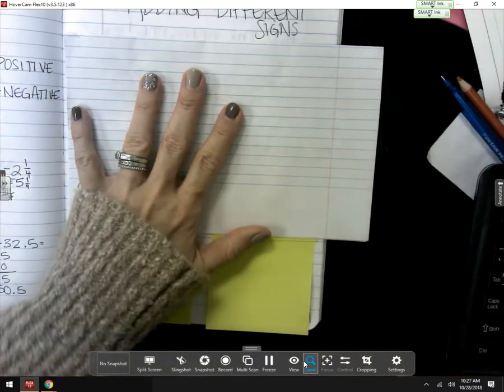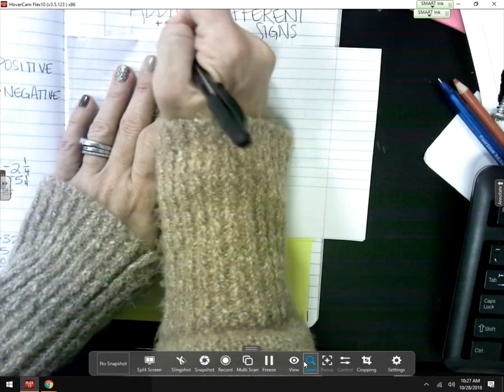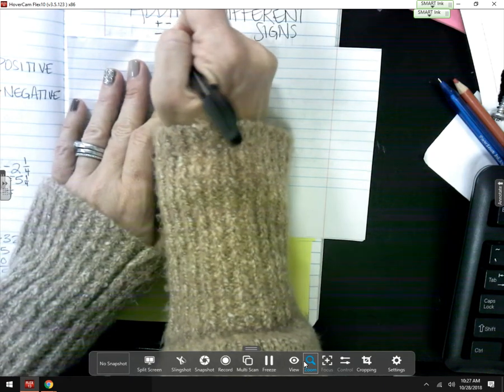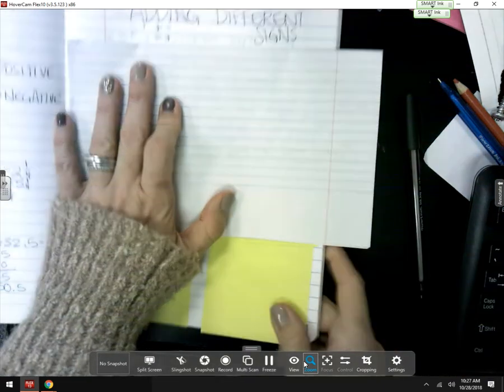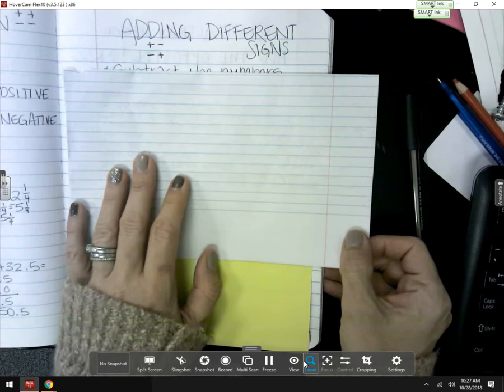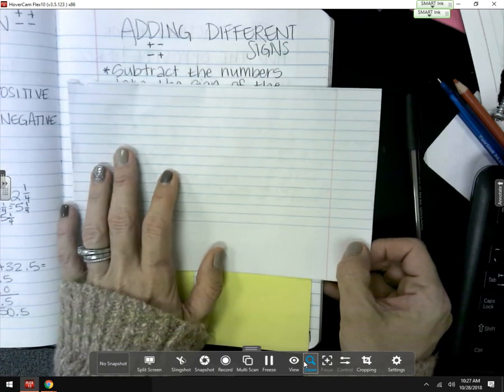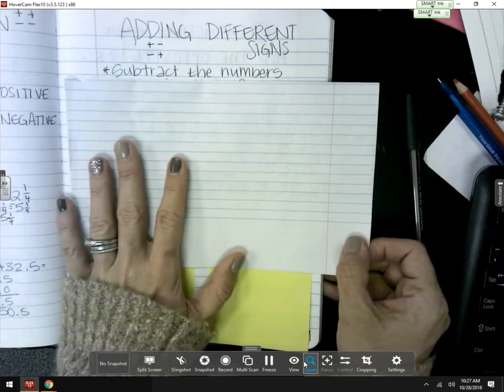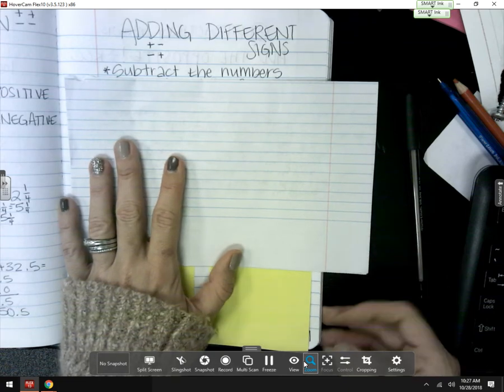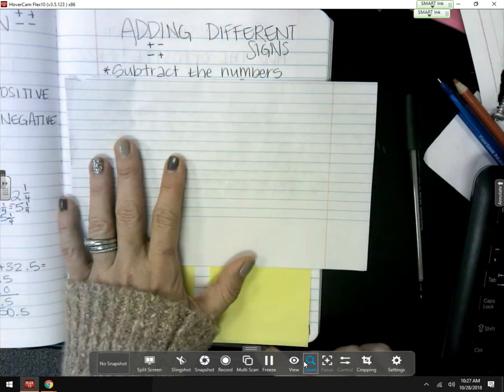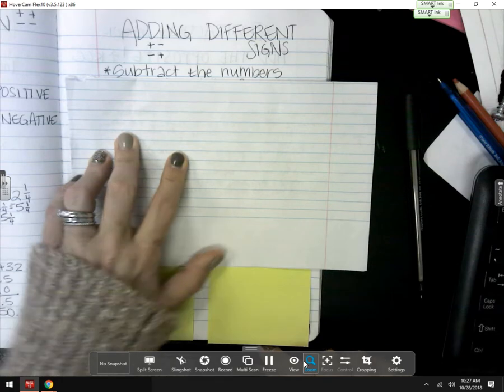So adding with different signs. This is where we're going to talk about adding a positive to a negative and a negative to a positive, which you learned today. So our first step, as you know, you're going to subtract the numbers. So even though it's addition, it's still subtraction. And we're going to just take away like normal.